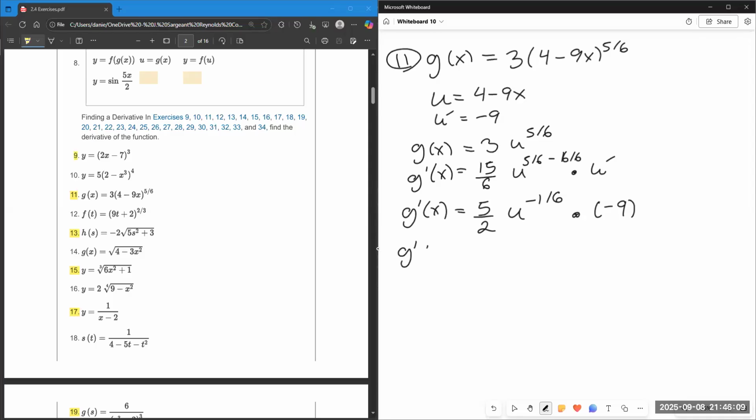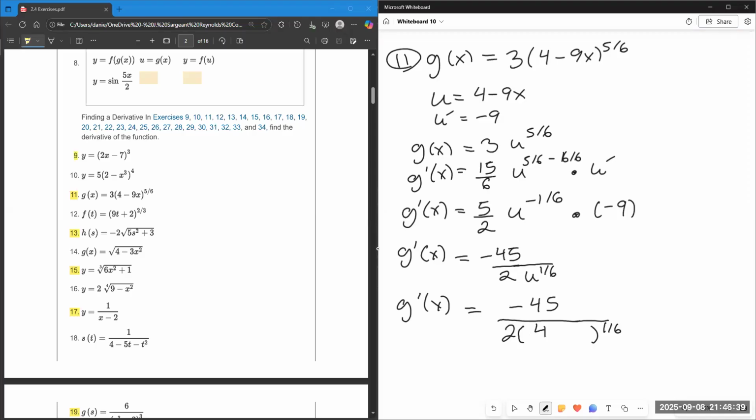G prime of x is negative 9 times 5 is negative 45 over 2. U to the 1/6 in the denominator. G prime of x is a negative 45 in the numerator, 2 times, and then my u is 4 minus 9x as my inner function in the denominator raised to the 1/6 power.